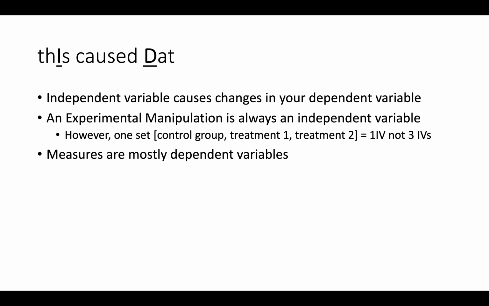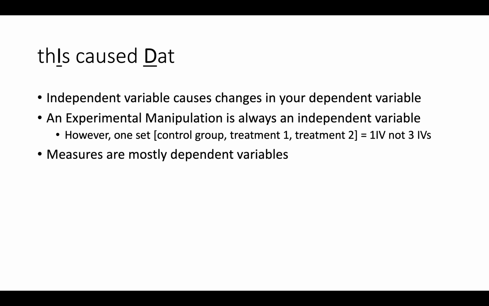This causes that. And yes, I changed the spelling to make it easier to remember. I causes D. Is causes that. Is causes that. And yes, I'm not pronouncing the TH. This is important to me. You need to know what an independent variable and a dependent variable is. And the easiest way is that an independent variable causes changes in your dependent variable. Your manipulation causes changes in your measure. That's how an experiment works.